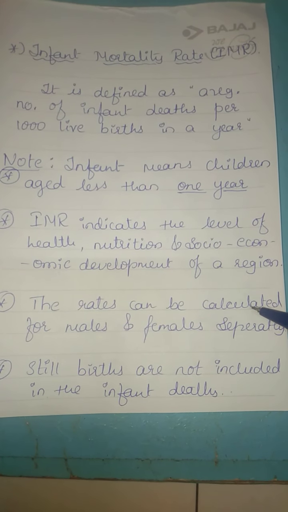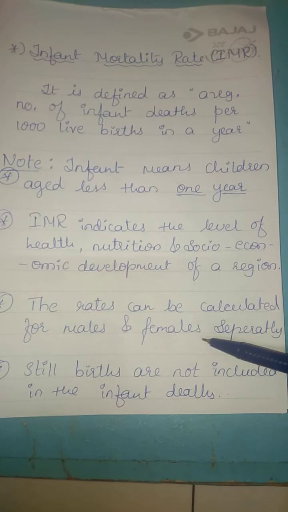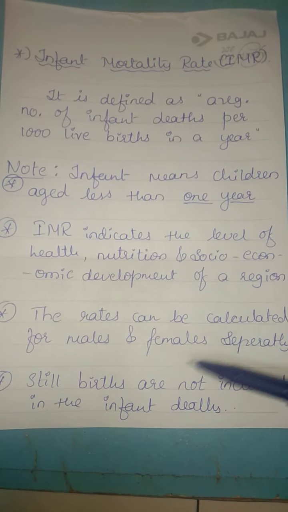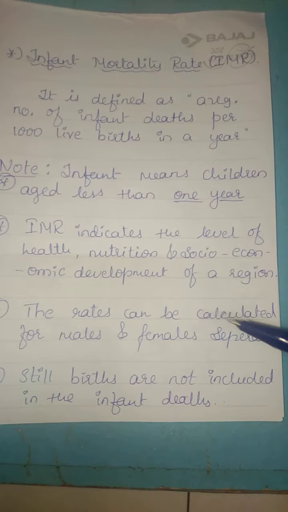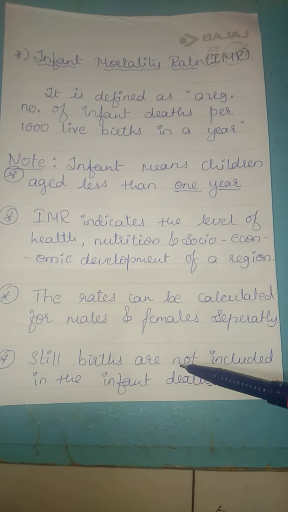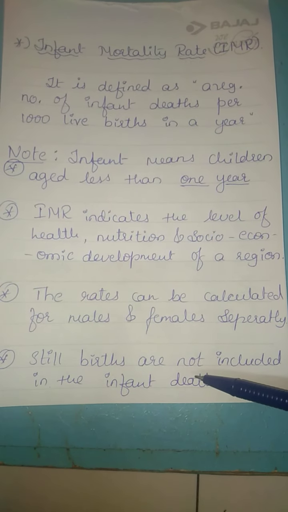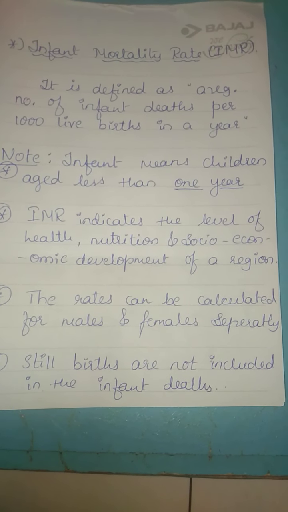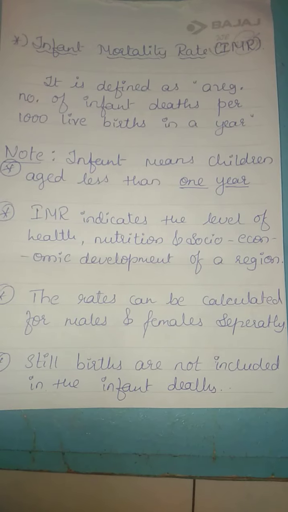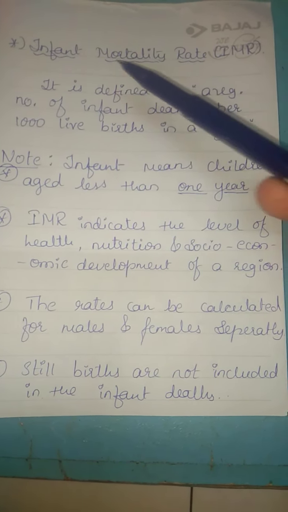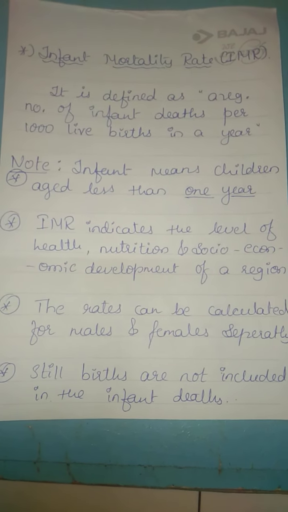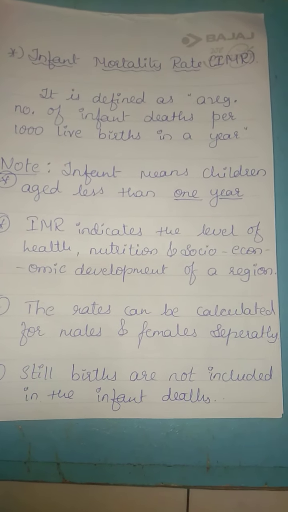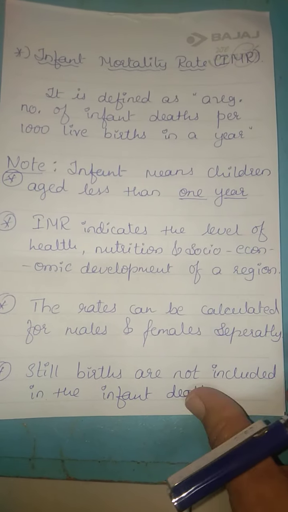The rates can be calculated for males and females separately. And stillbirths are not included in the infant deaths. Only deaths after the birth of the baby are considered for the calculation of infant mortality rate. Before birth, it is not considered. That is called stillbirths.